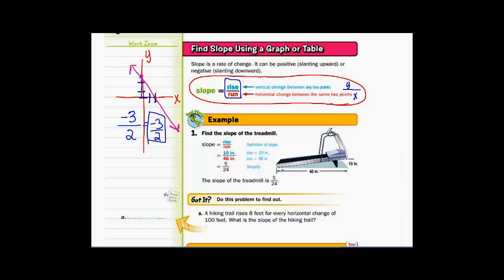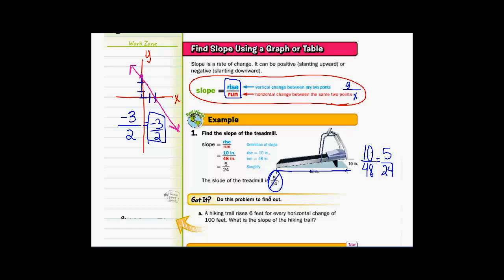So in this one right here, what is the vertical change? Well, the vertical change from right here at the end of the treadmill up here is only 10 inches. So vertical change is 10. Horizontal change, 48. Rise over run should always be simplified. Divide by 2. 5 over 24. Can't divide by anything else. So that's what we've got here, 5 over 24.